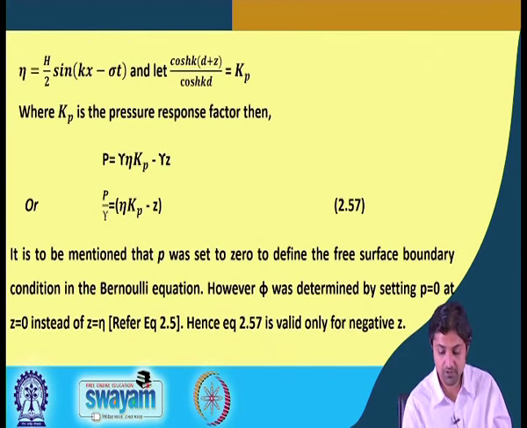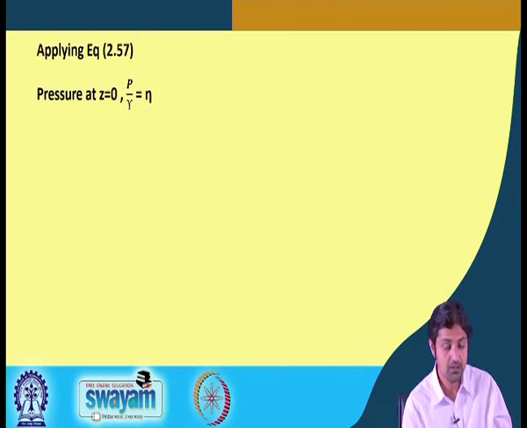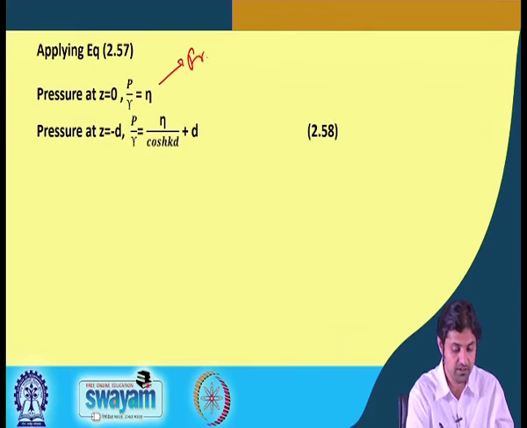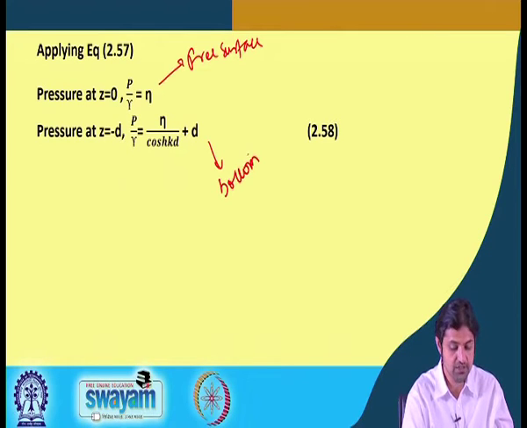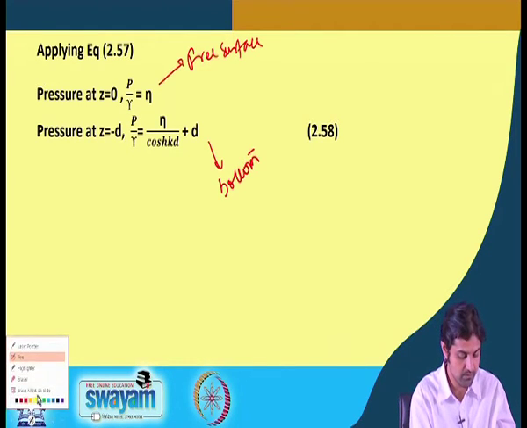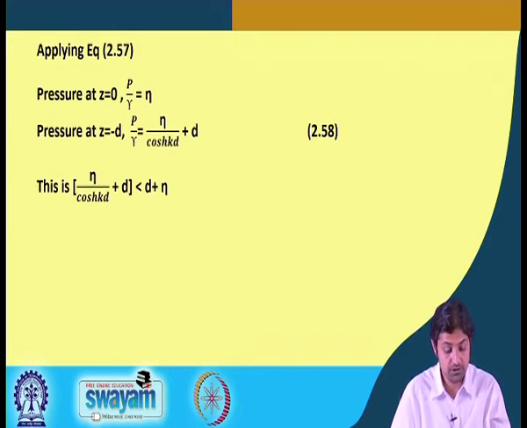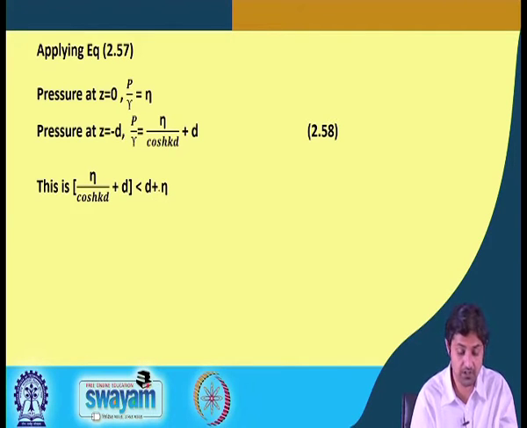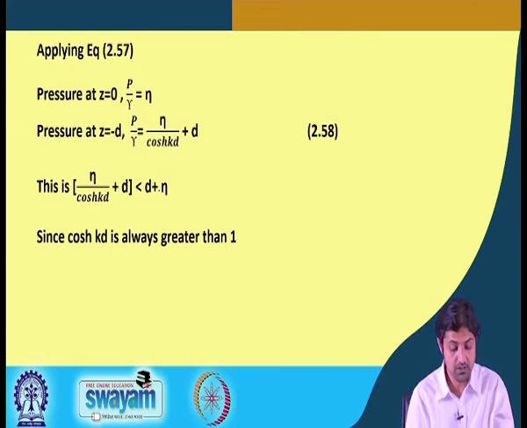Now, if we apply this equation 2.57, the pressure at z equal to 0 is going to be p by gamma equal to eta, at the free surface. And at the bottom, z equal to minus d. This means eta by cosh k d is definitely less than d plus eta, because cosh k d is always greater than 1.